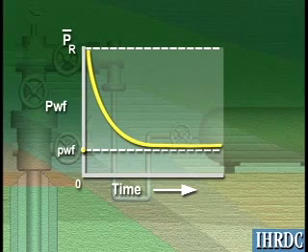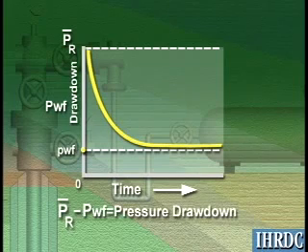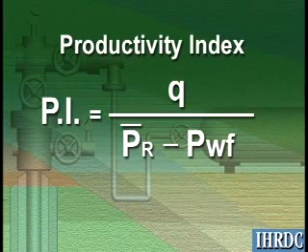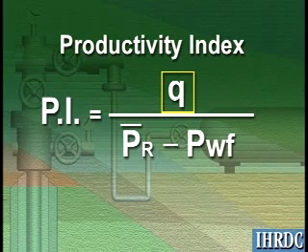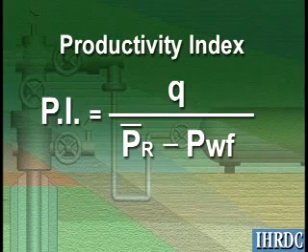The difference between the average reservoir pressure and the stable bottom hole flowing pressure at the wellbore is called the pressure drawdown. This wellbore flowing pressure produces a flow rate, Q, and defines the productivity index, J, for the well. J is in stock tank barrels per day per PSI of drawdown.